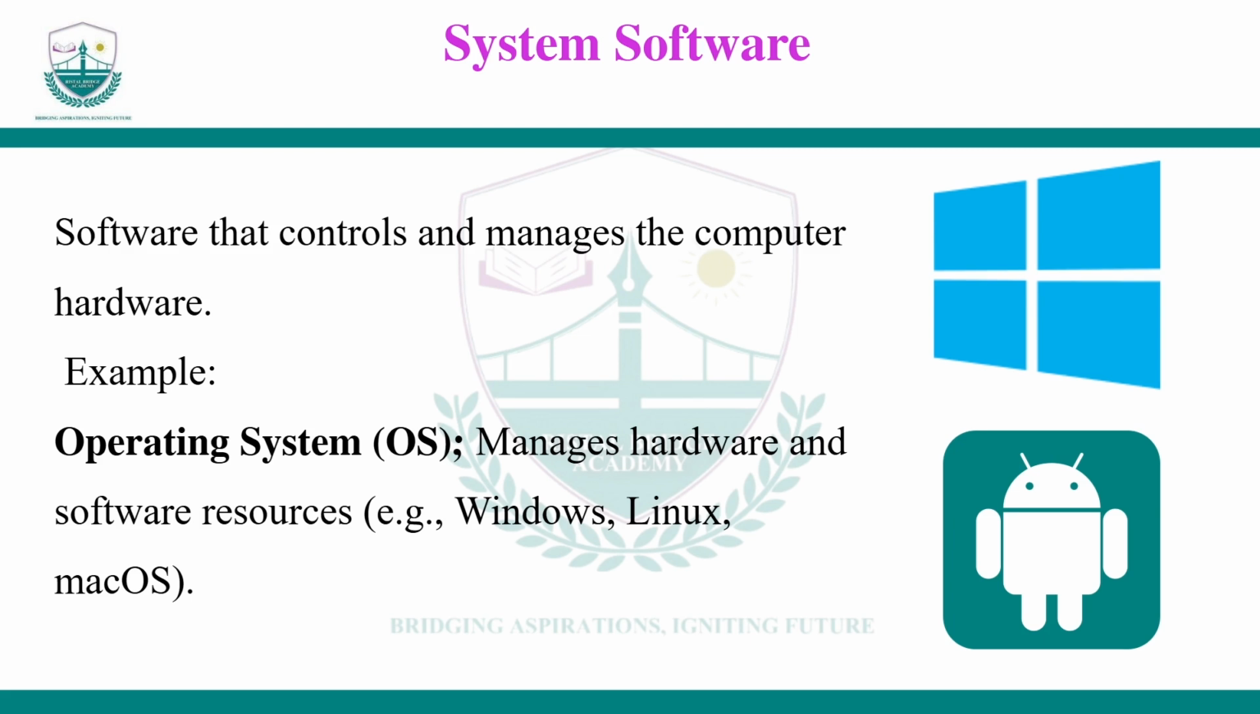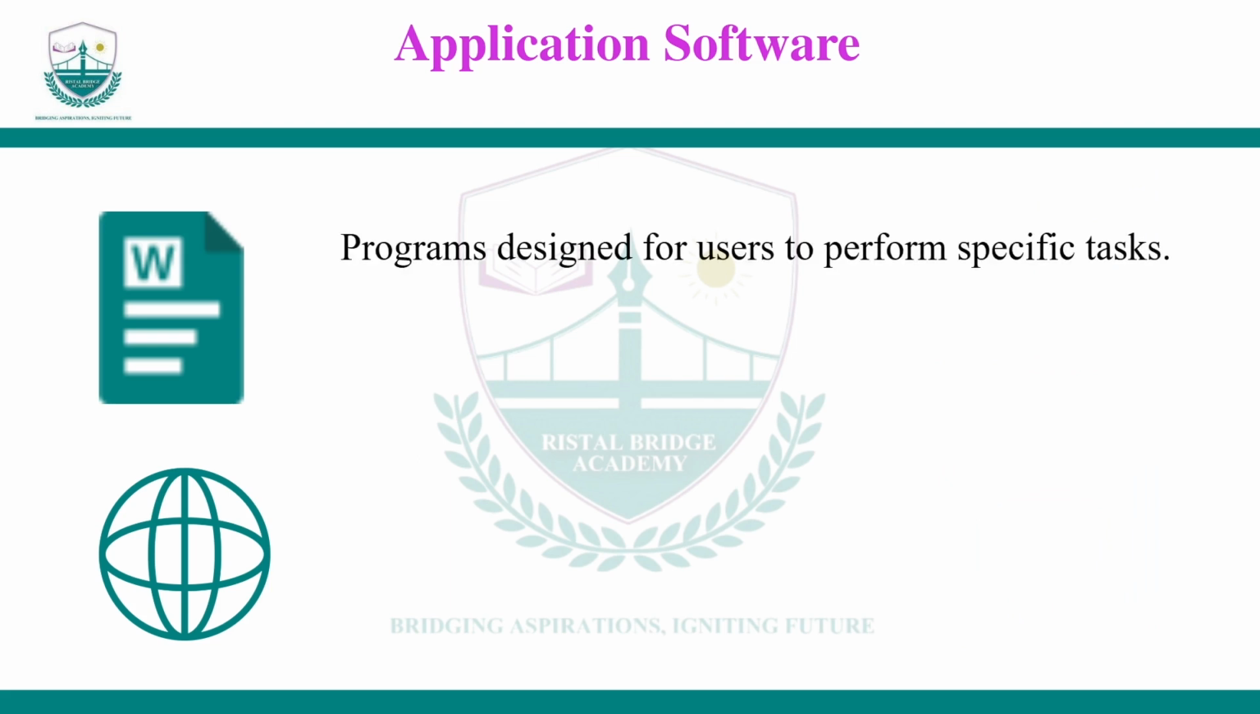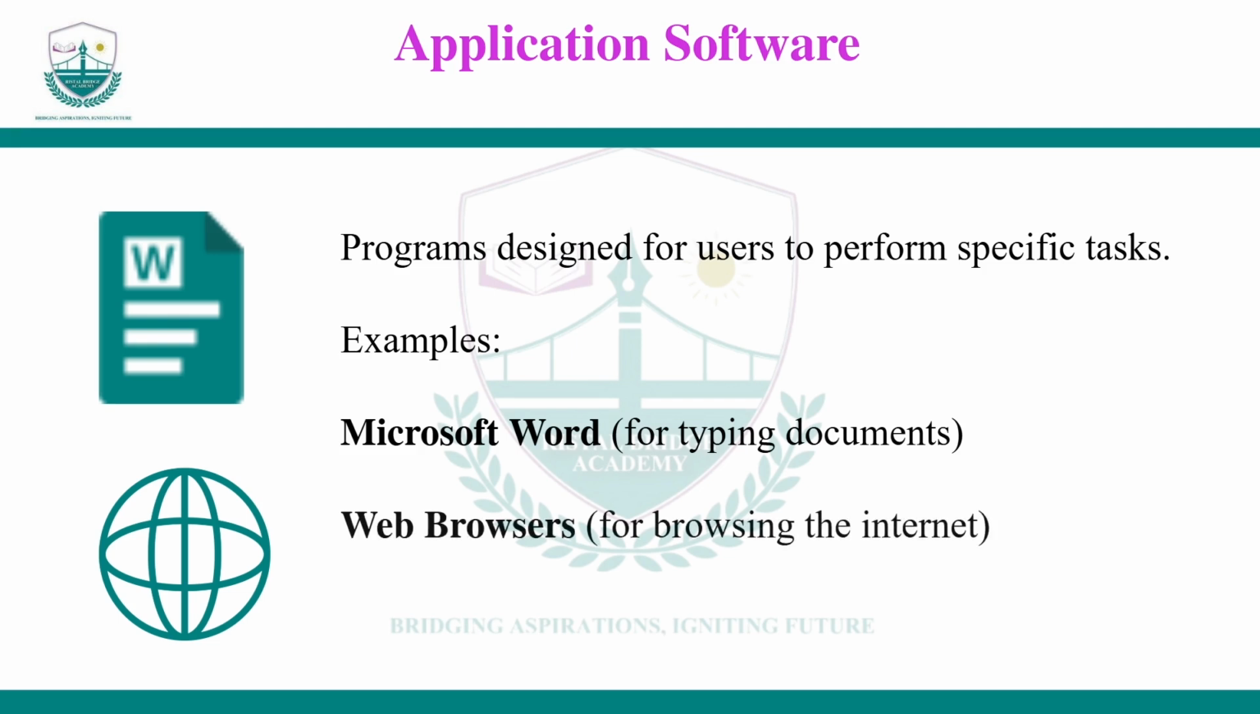Then let's also look at the application software. This is the software which is designed to perform specified tasks. Microsoft Word for creating documents. Browsers like Chrome or Edge used to surf the web. Example: a manager might use Microsoft Excel to analyze sales data or use PowerPoint for a business presentation.